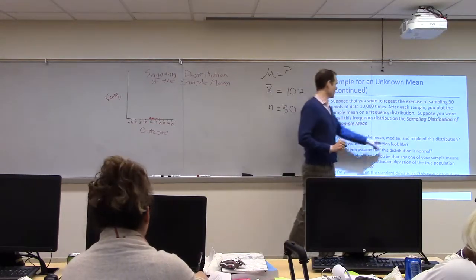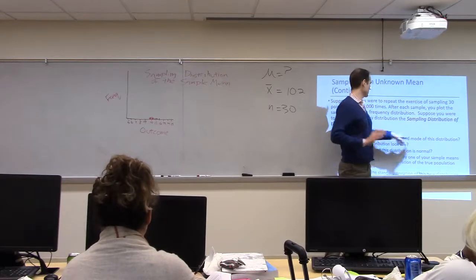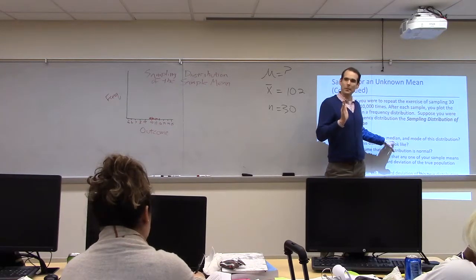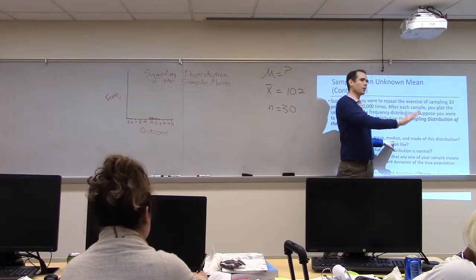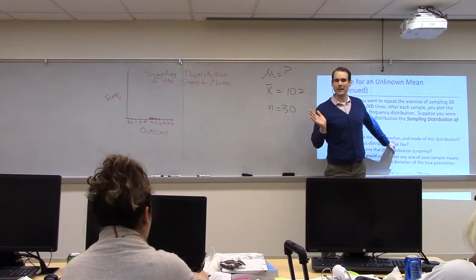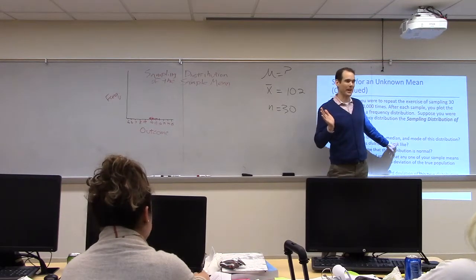Mean, median, it would also be the most likely outcome, it would be the average. And if there's random probabilities, then there would be an equal number of higher sample means and an equal number of lower sample means, so the median would also be 10.